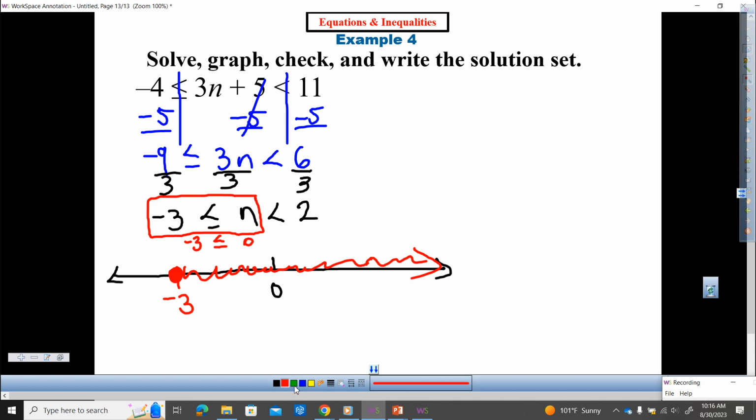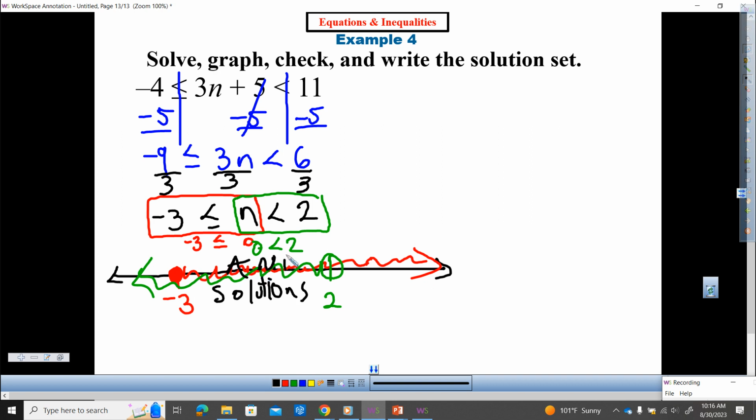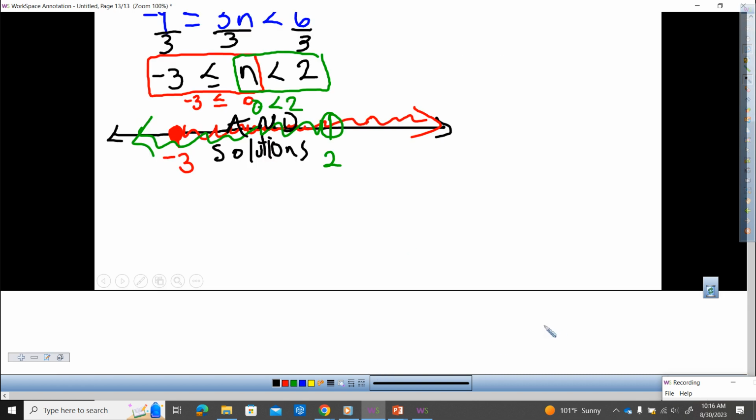Next, the right side I'm going to do in green. Right side of the compound inequality. What's my dividing point? 2. Open or closed point? Open. And I'm going to test 0 again. So 0 here for n, less than 2. Is 0 less than 2? Yes, so shade towards 0. Where do both shadings intersect? Right here. Those are my what? Solutions. And it's also known as an and inequality. So it's a good review, yes?